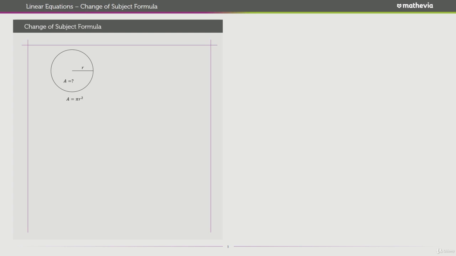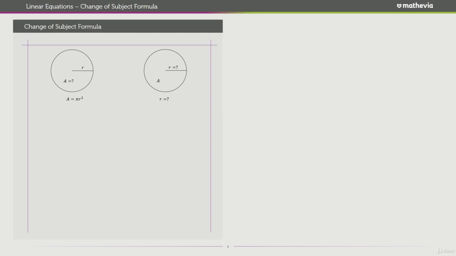Now, I tell you that at the moment the subject of this formula is A, because we're using this formula to solve for A. Now what if we had an instance where we have this circle, and this time we're given the area of the circle, and we're asked to find the radius r? This time the radius is missing, so we will need to solve for the radius. So what is the formula for finding the radius of a circle when the area is given?